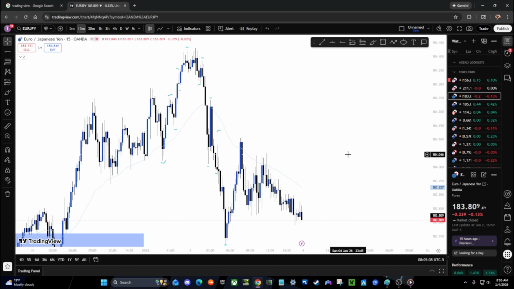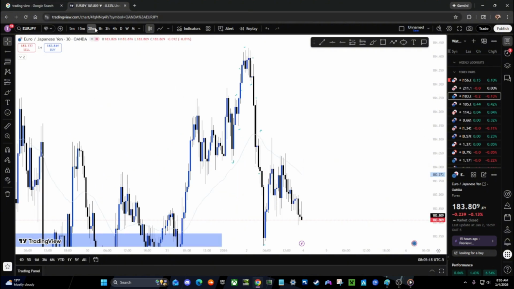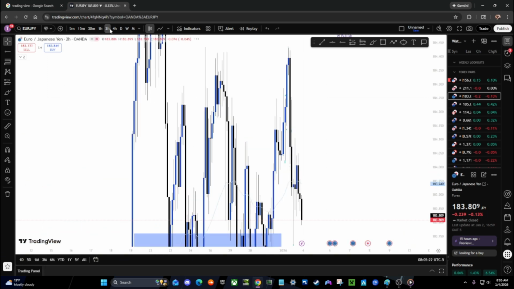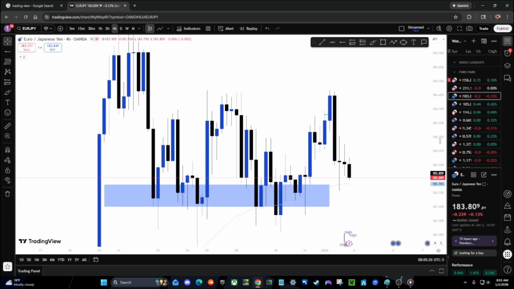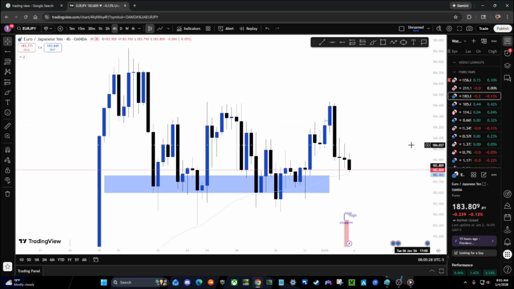less detail, because 3 of the 5-minute candlesticks make one 15-minute candlestick. Same thing with 30: 2 of the 15 equals 1 of the 30. 2 of the 30 is the hour, then 2 hours, 4 hours. You're going to see that the candlesticks become more and more compact. So the lower you go down in a time frame, the more detail you're going to get.